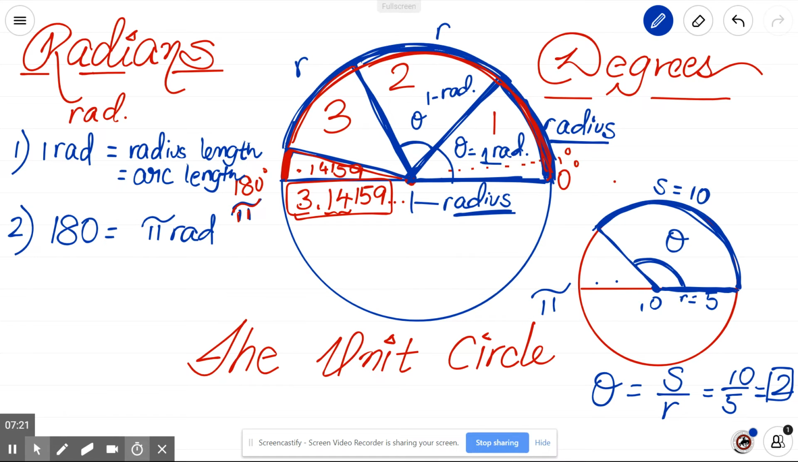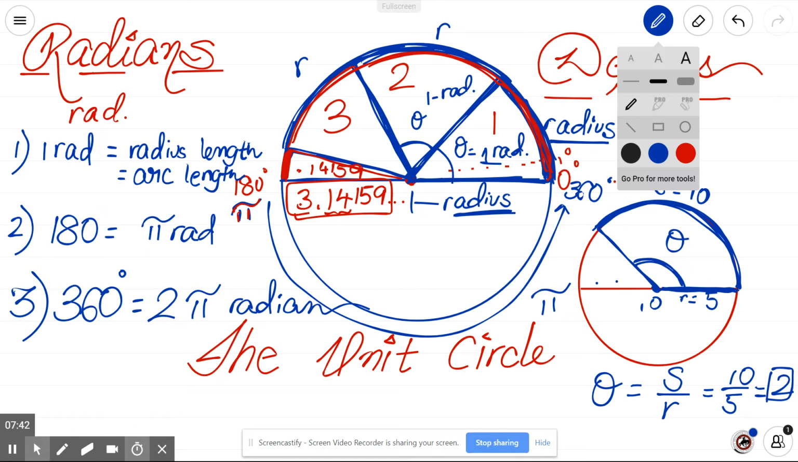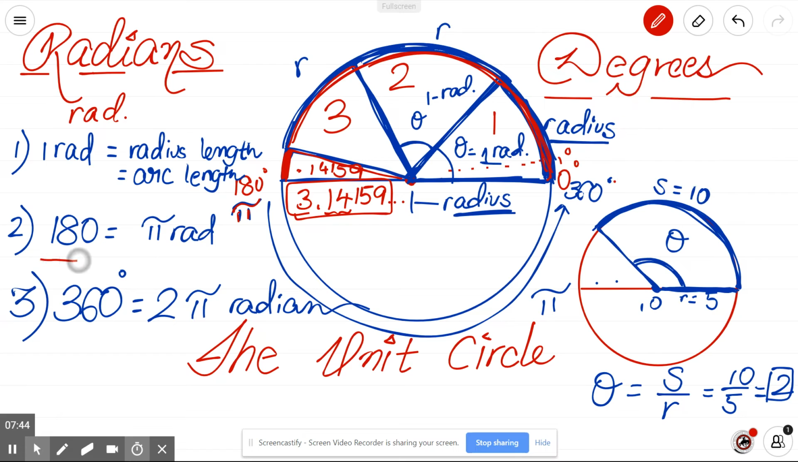So we looked at the definition of 1 radian, then we looked at pi, and then we can also turn this circle around and look at 360 degrees. I hope you agree with me that over here our 360 degrees is going to be 2 pi radians. So whenever I'm converting, students, I can always use 180 degrees as pi. And that's going to be very useful for us when we understand the conversions that we'll do on the next page.